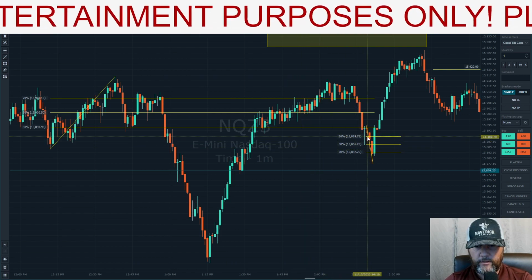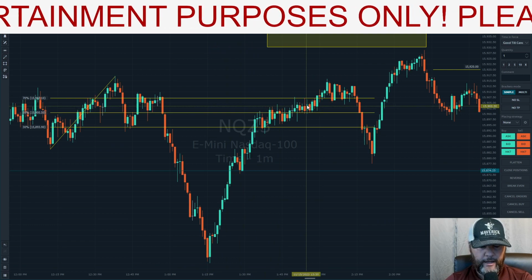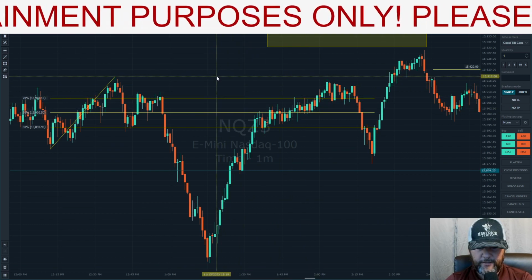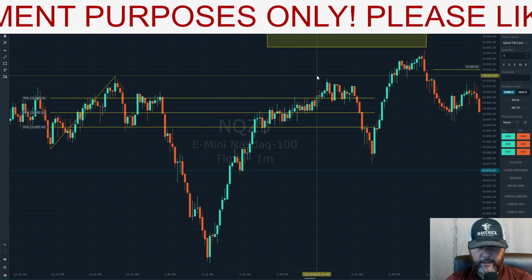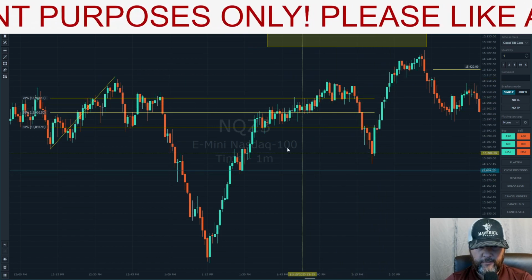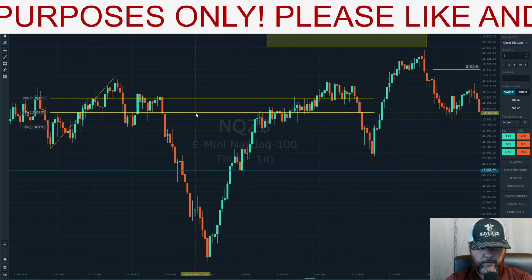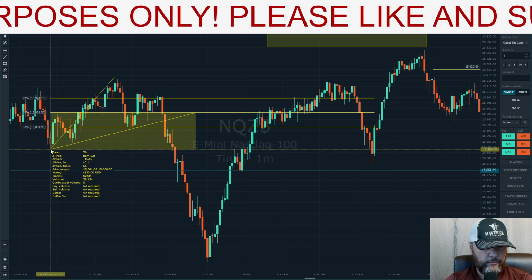So does it run to our target? Yes, it does. Do we get stopped out? It's very close, but we do not. And you see that wick does not get us. It's close, but it doesn't. So this is, in fact, a winner. Let's go ahead and measure.